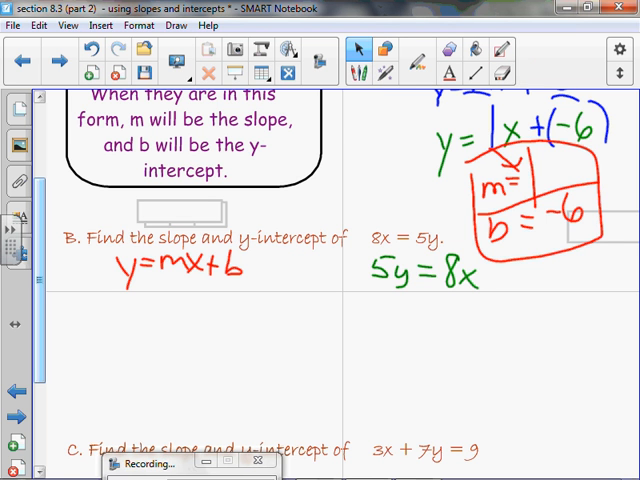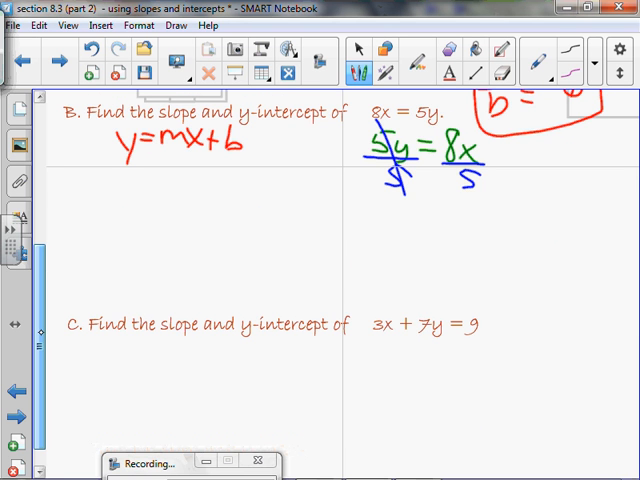Divide what by 5? Divide 5 on. Okay? Yeah, and then y equals 8x. No, you have to divide. You have to do it on the other side as well. You can't just do it on one side. What you do to one side, you must do to the other, our cardinal rule.